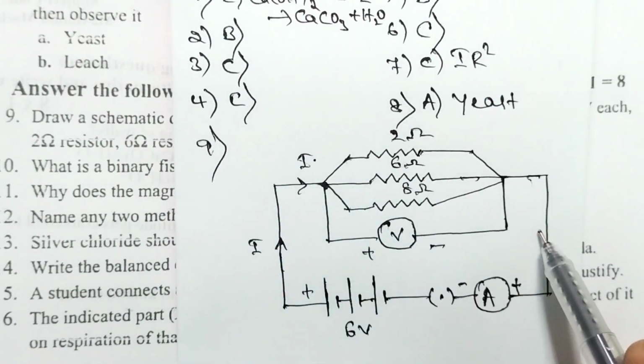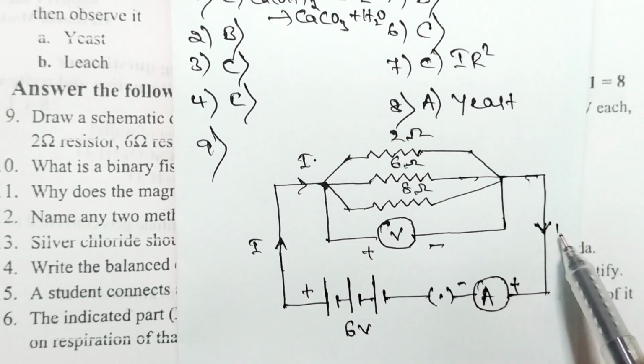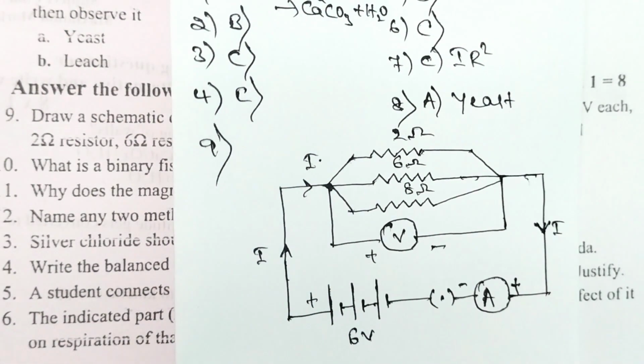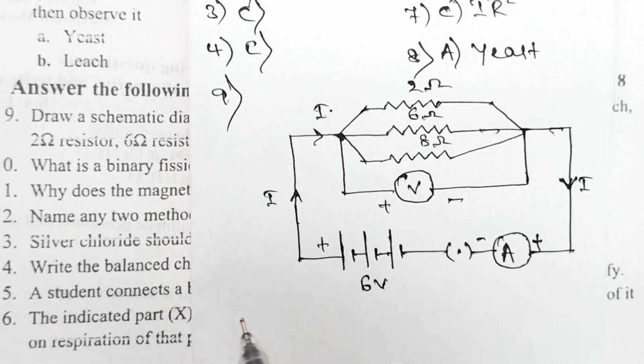So this is the current in a direction. Current always flows from positive terminal to negative terminal. So like this you have to draw a parallel circuit. So this is the answer for the 9th one.